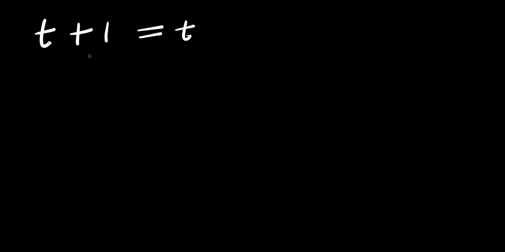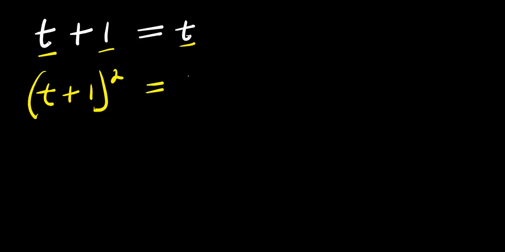Hello, can you solve this and find the value of t that satisfies this equation? This is t plus 1 equals t. So let's start by taking the squares of both parts of this equation. I have t plus 1, raised to the power of 2, and this equals t raised to the power of 2. Now let's consider this identity.